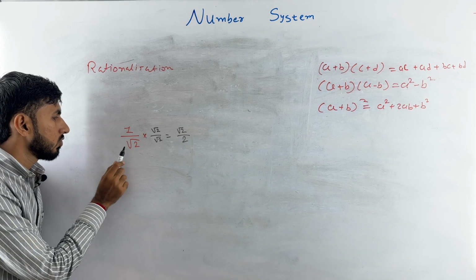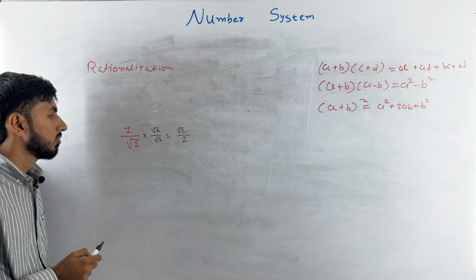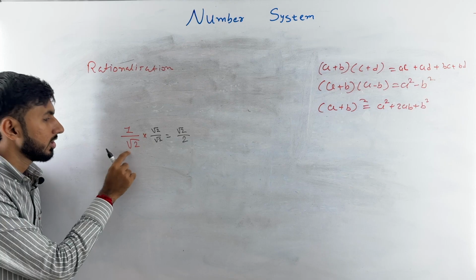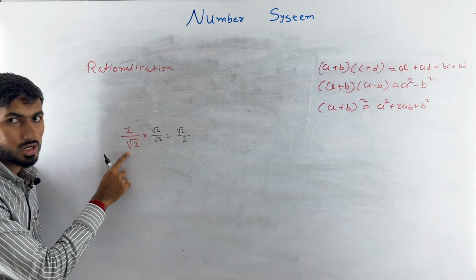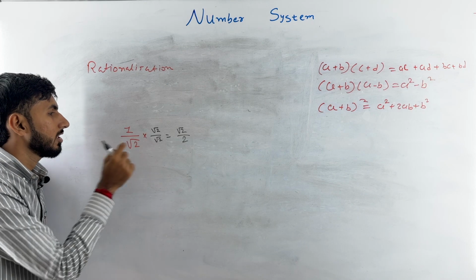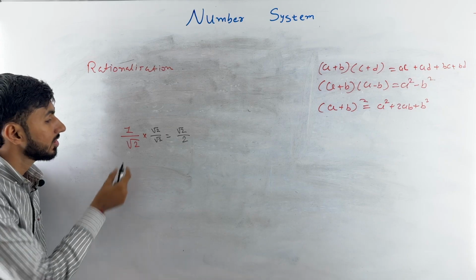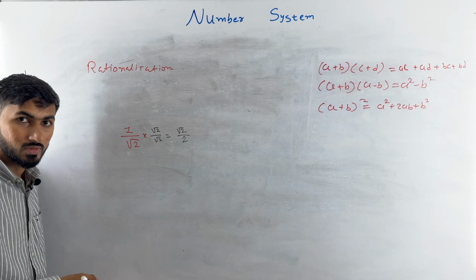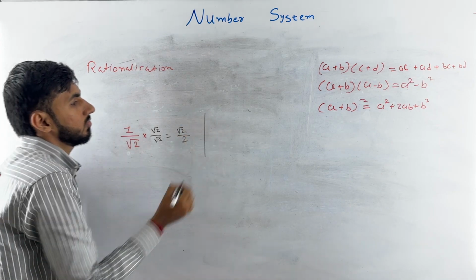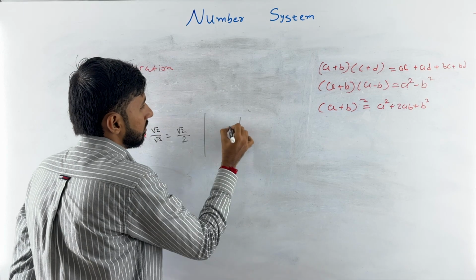So to remove the irrational number in the denominator, what we can do is, we can multiply and divide it with the same number such that our denominator will become a rational number, right? Let me give another example.